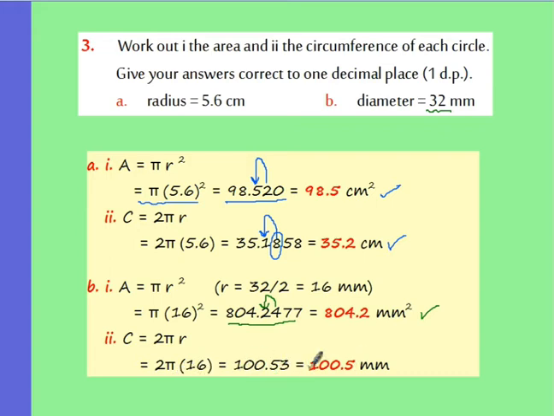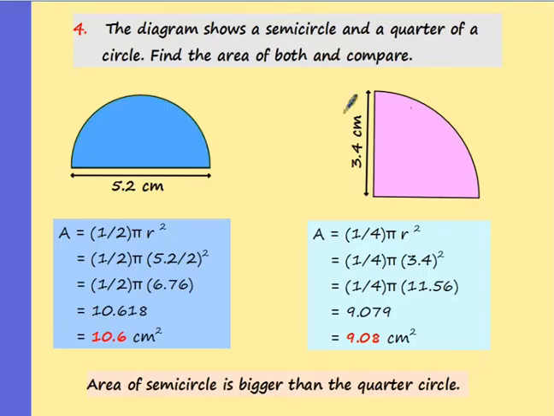Check this 3, so there will be no change because 3 is less than 5. So 100.5 mm is your circumference. Let us do a few more. This shape is a semicircle, this shape is a quarter circle.